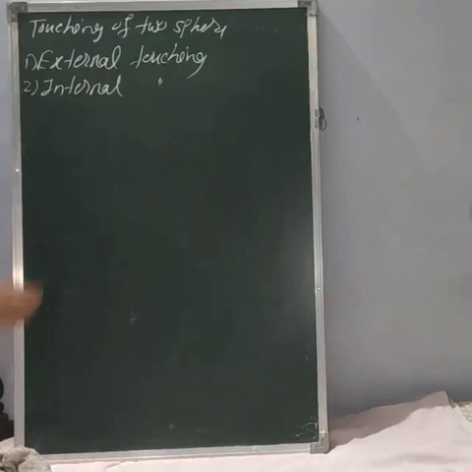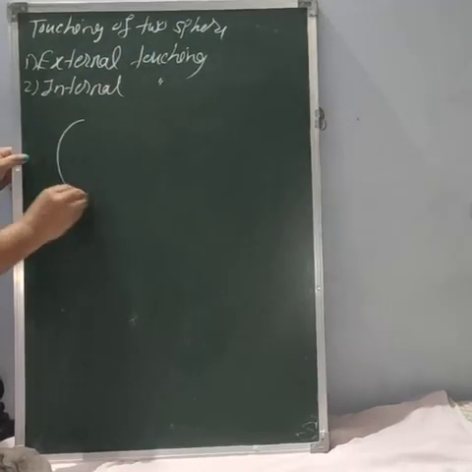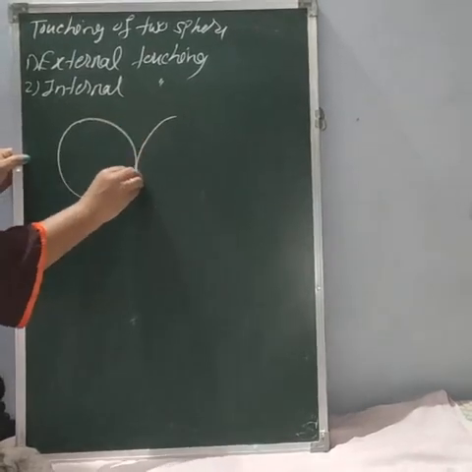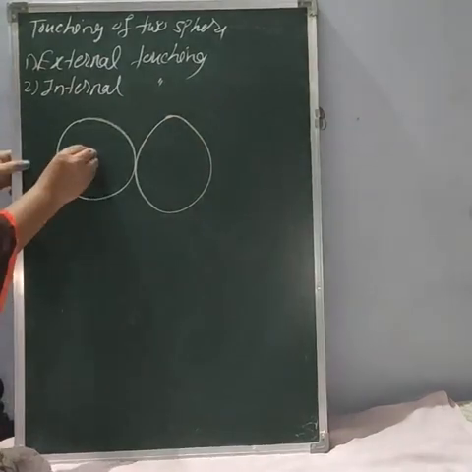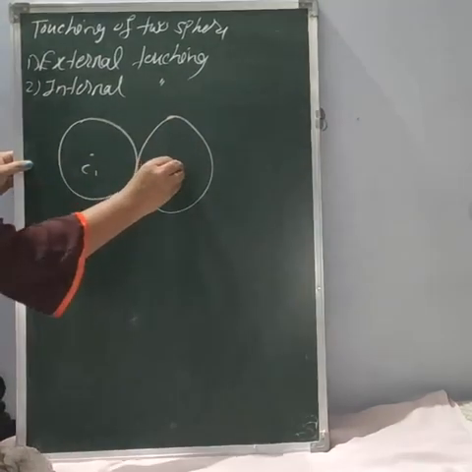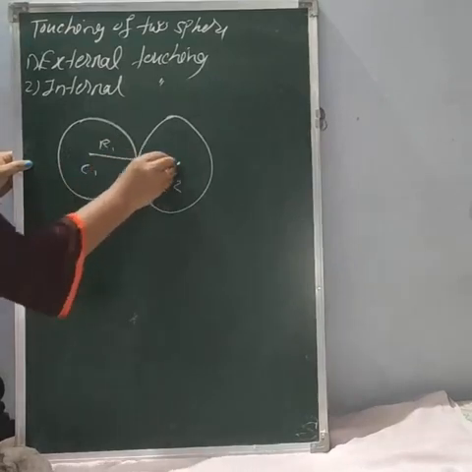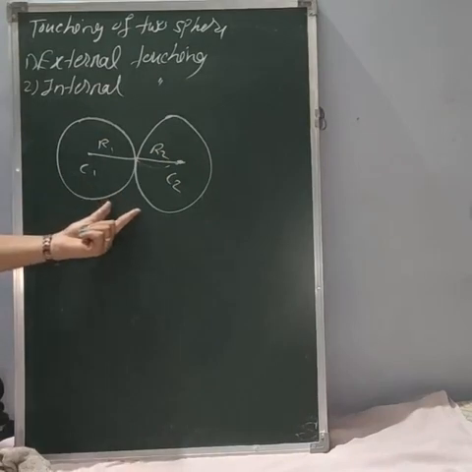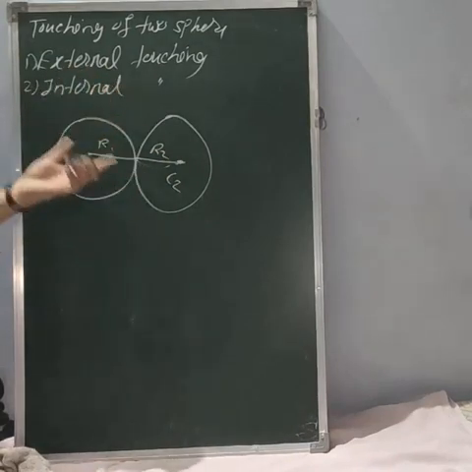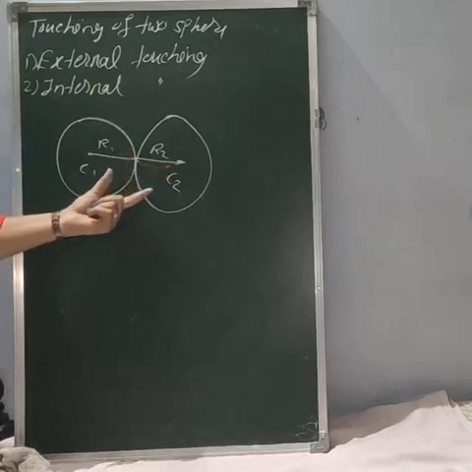So when we say the sphere external, you know the meaning of external and internal. Suppose this is your one sphere and this is your another sphere. This is the center C1, this is the center C2, this is R1, and let us take this as R2. Now see, we are having these two spheres. By showing this diagram, we know that these two spheres touch externally.